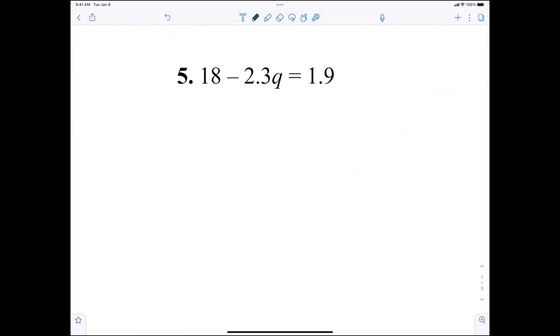Now, a lot of people make a mistake on this. They put plus 18. No, you did. But what is the 18 right here? The 18 is already positive. Yeah, so we're going to subtract 18. So I do a minus 18, minus 18.